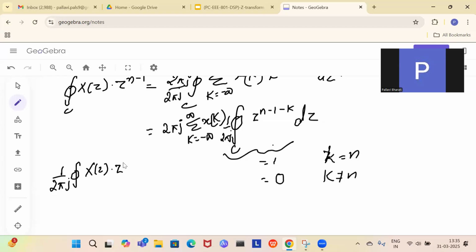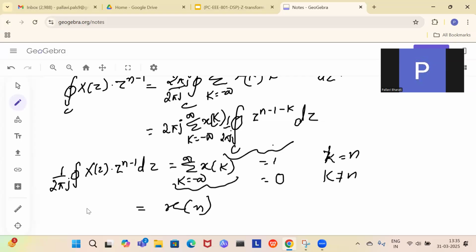Now moving this 2 pi j over here, on this side we get 1 by 2 pi j closed integral of X(z) into z to the power n minus 1 dz, and on this side we had the summation over k equals minus infinity to infinity of x[k]. This, when k equals n, becomes equal to x[n]. So this is how you get the formula for the inverse Z transform.